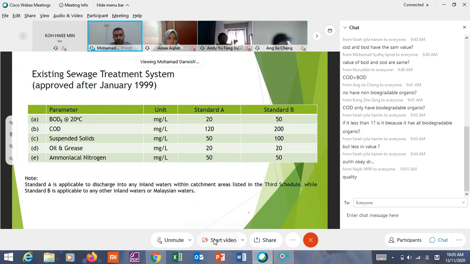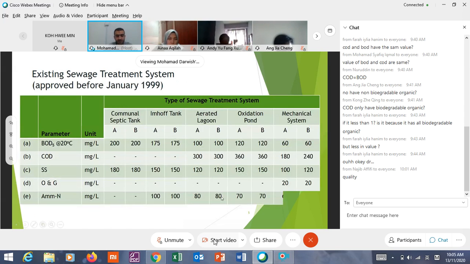And these are the parameters for the existing sewage treatment plants. When they approved the regulation, there were already existing treatment plants, so these standards have to be followed by the existing treatment plants. Now we will see when we can use standard A and when we can use standard B. It is noted here, but I will explain it much more clearly in the following example.